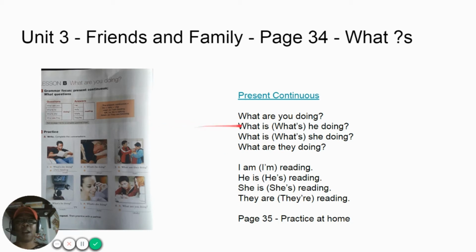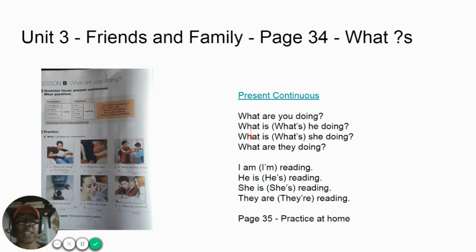Okay, so here we have our verb to be. So we're talking about what questions, right? What? Then we have our verb to be, and then we have our person. Okay, so this is our second person, you. What are you doing? And you know that with the verb to be, it's you are. He is. She is. They are.